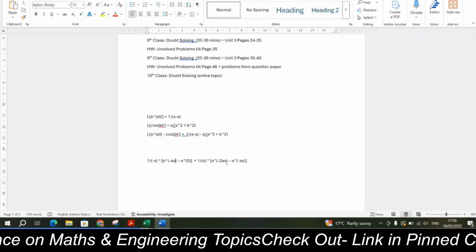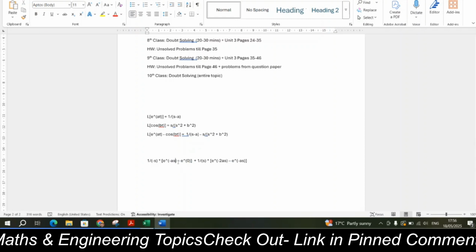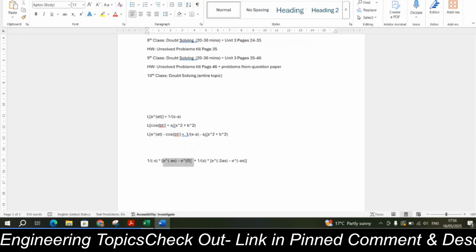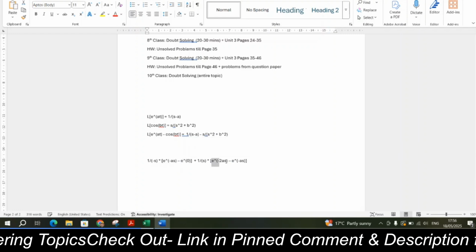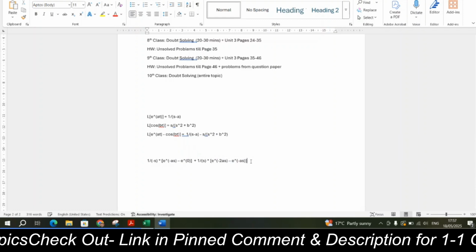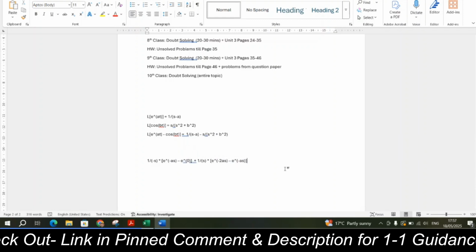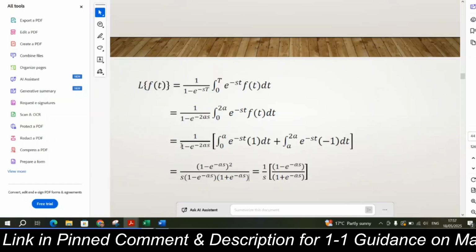So far so good. I'll write this as well. So shouldn't the limits be 0 to a? 0 to a was for the first one. Okay, we're doing the second one. Got it. The second one is a to 2a. Yeah. Okay, so far so good.